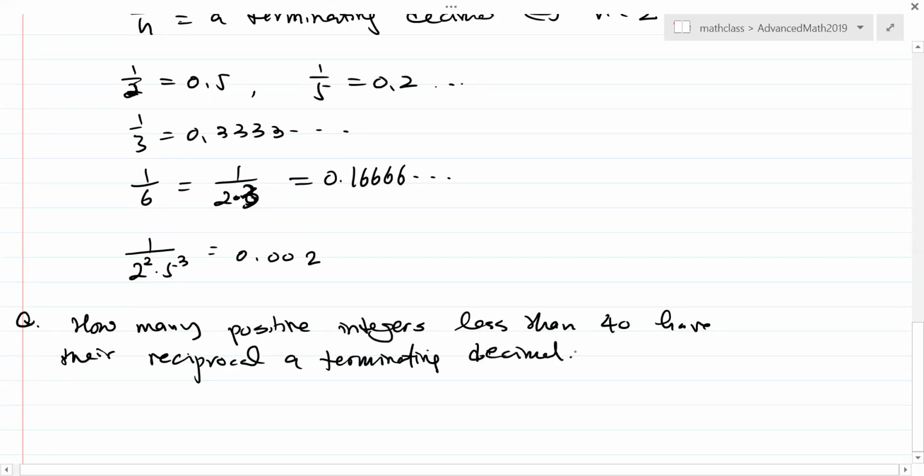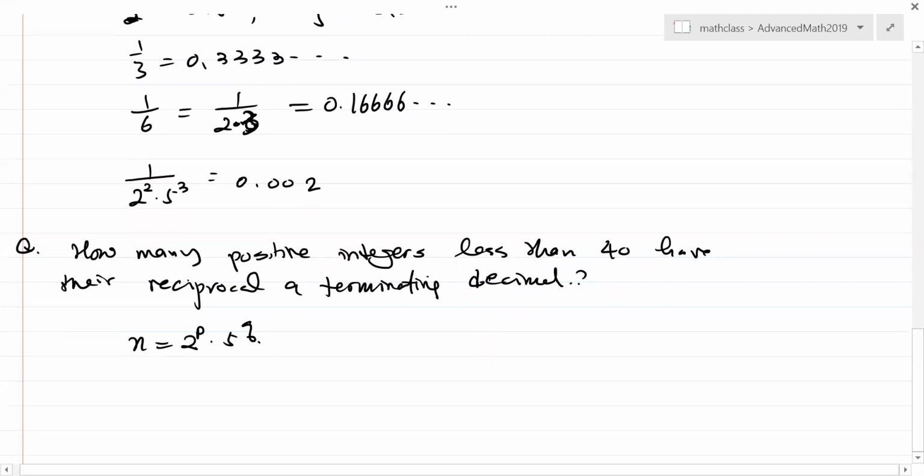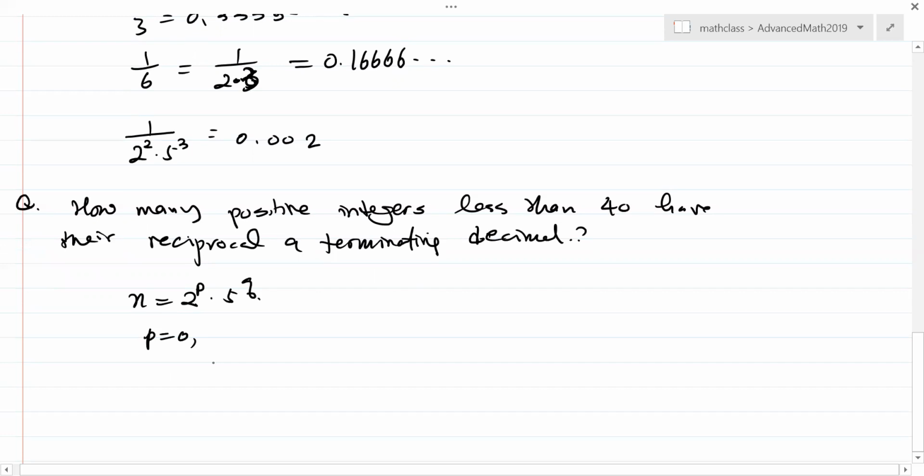Okay, we have to count those numbers. So n must be in the form 2 to the p and 5 to the q, where p, q are integers. Right. So how do you do that? My suggestion to you is you let p be 0, 1, 2. Then for each choice of p, when p equals 0, you look at the q. Q could be 0.